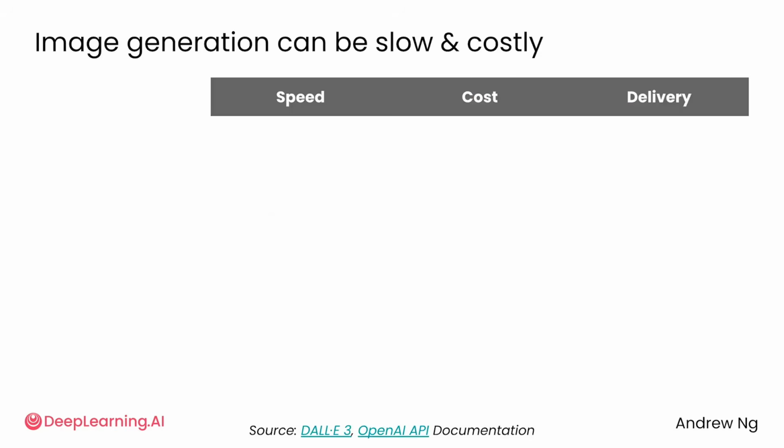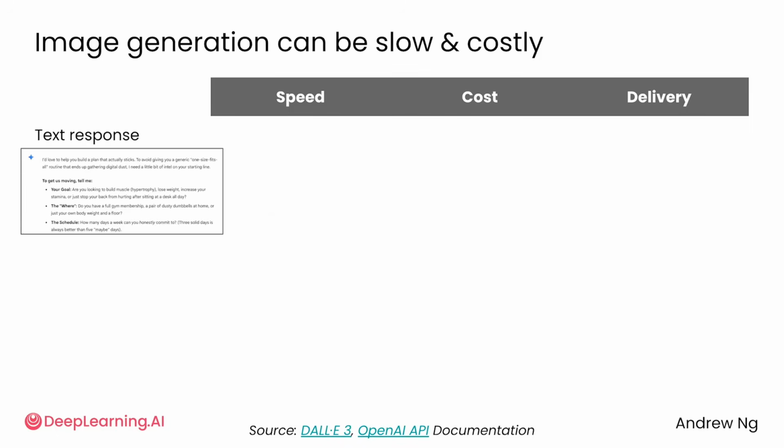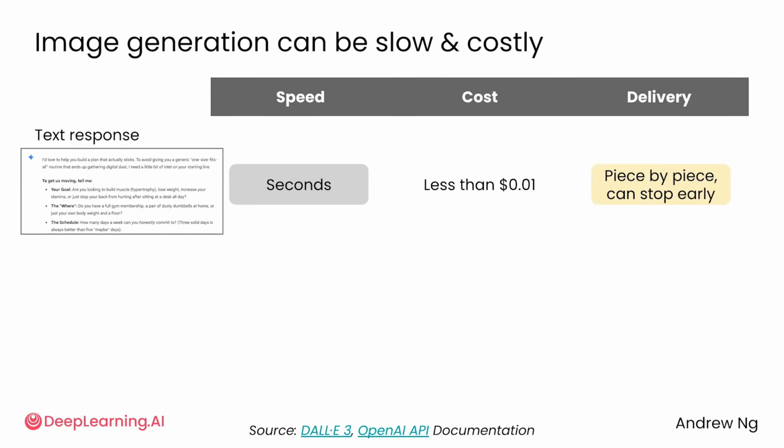Compared to text generation, image generation can be slow and costly. For example, if you're generating just a short paragraph of text, many AI models can do that in just seconds, and it may cost less than a cent. Of course, generating long paragraphs of text, or if you ask it to think for a long time, that can cost more. And also, AI models generate text word by word or maybe a few characters at a time, and you can interrupt it or have it stop early if you want.